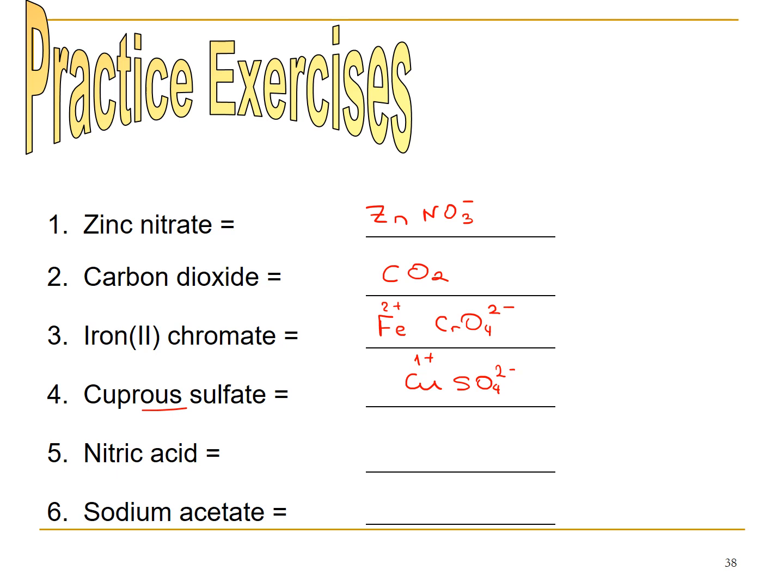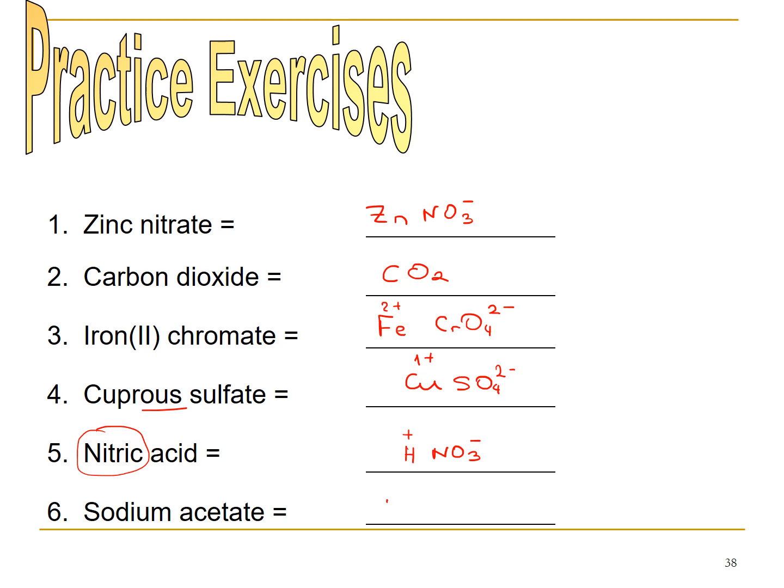Nitric acid. H, that's an acid. What is the nitric coming from? What ion is it coming from? NO3 minus, that's the most common oxyanion of nitrogen. So I have NO3 minus, hydrogen here. 1 and 1, so this should be good enough. No need to change anything.